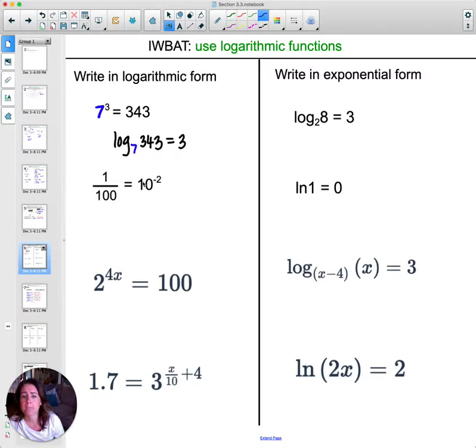Next one, the base is 10. So we will have a log base 10. And then switch the input and the output. So input was -2, output was 1 over 100. So now we're going to have input be 1 over 100. So log base 10 of 1 over 100 equals output of -2.